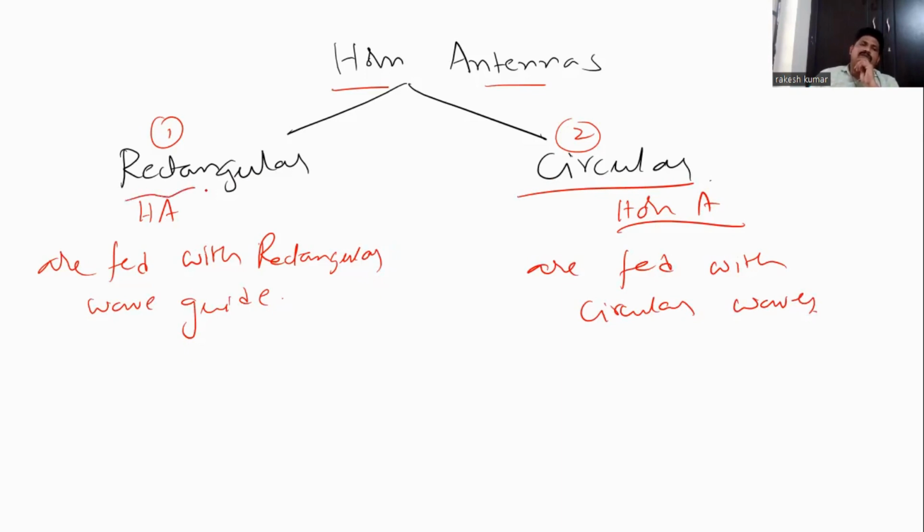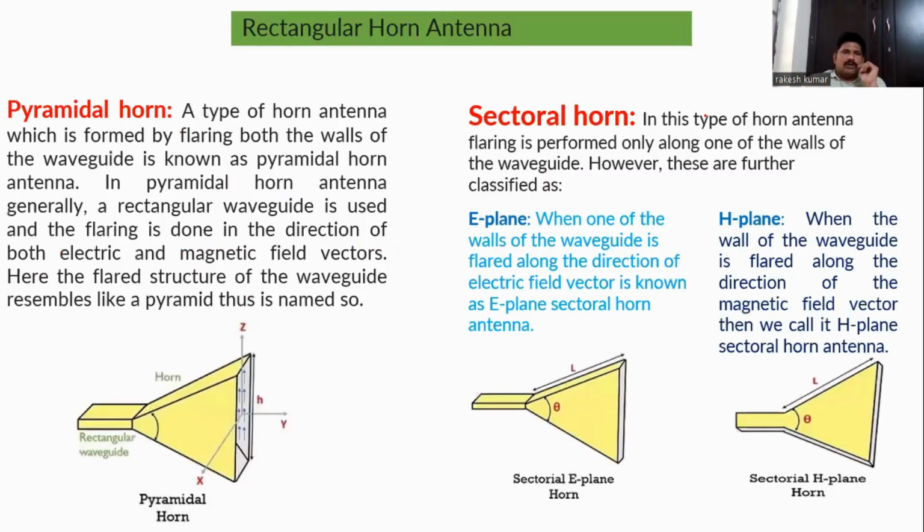So horn antennas are classified into rectangular horn antennas or circular horn antennas. If the waveguide is rectangular in shape, we call it a rectangular horn antenna. If the waveguide is circular in shape, we call it a circular horn antenna. And again, coming to the classification of rectangular horn antenna, it is subdivided into two categories. One is called a pyramidal horn, and the other one is called a sectorial horn.